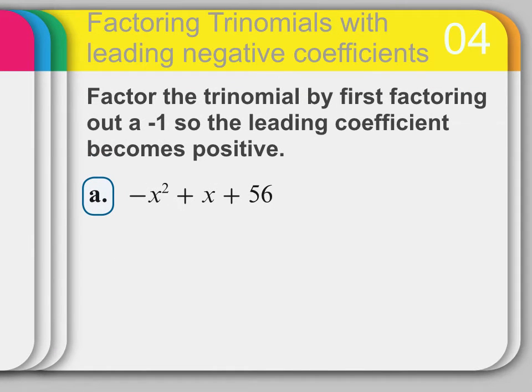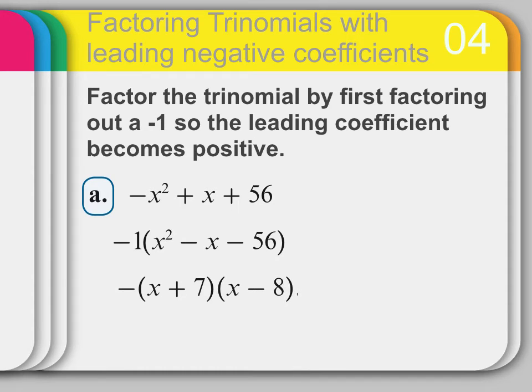Here we're told to factor the trinomial, and we want the leading coefficient to become positive. So the x squared term at the moment is negative. If we factor out a -1, the x squared term will become positive. When we factor a -1 out of each term, we change the sign of each term, and now that trinomial in the parentheses can be factored into x plus 7 times x minus 8.